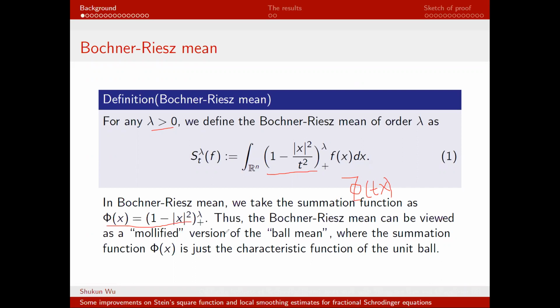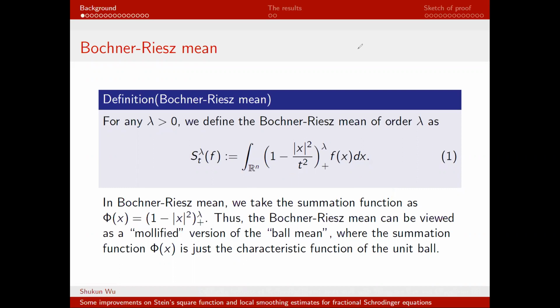This can be considered as a modified version of the so-called ball mean, where the summation function for the ball mean is the characteristic function of the unit ball. The factor lambda here is actually a regularity factor. The bigger the lambda, the better regularity condition you have on phi. So in some sense, the Bochner Riesz mean is a better function than the characteristic function of the unit ball.